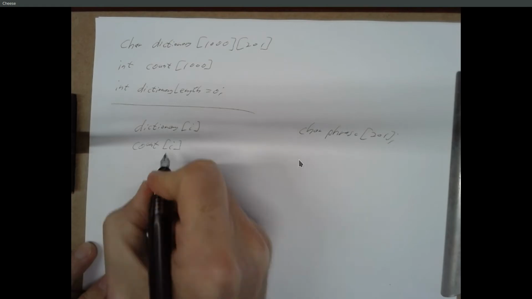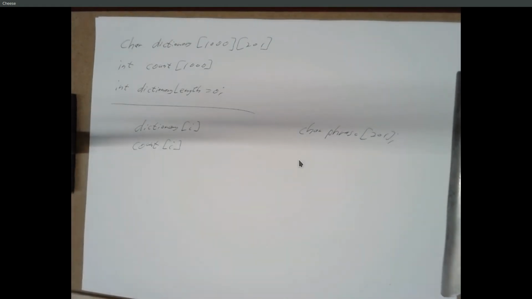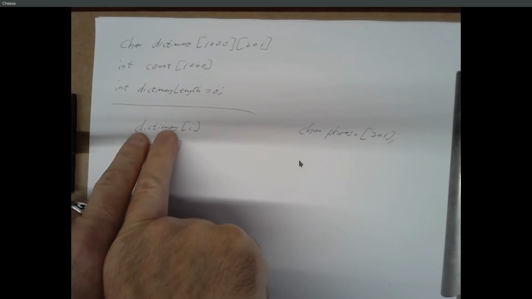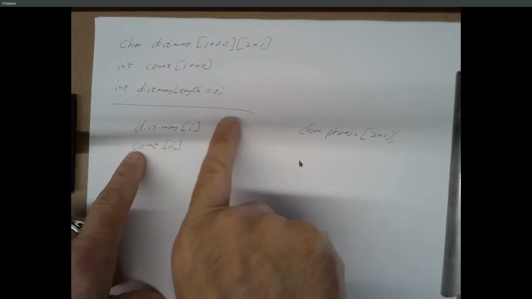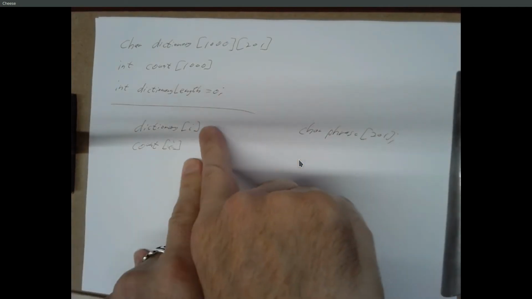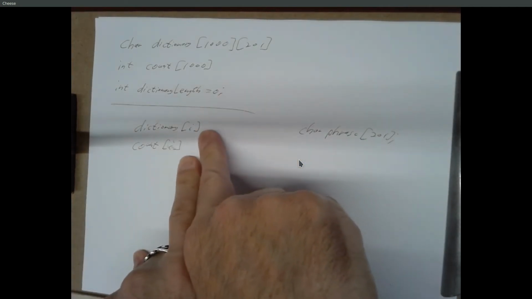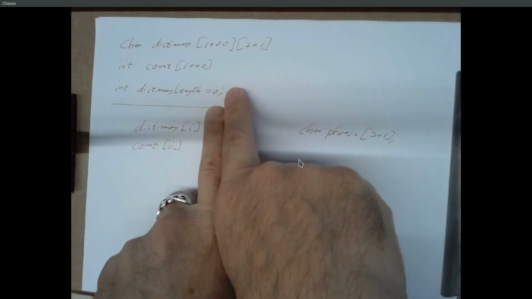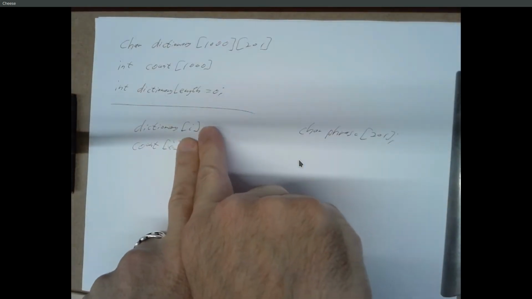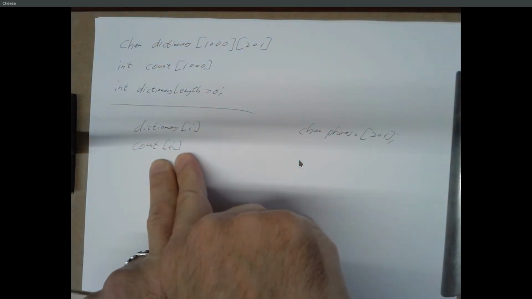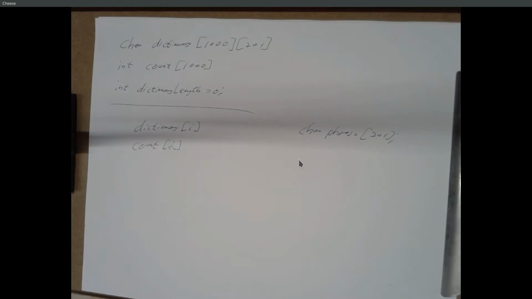And the corresponding element I of the count array, that's an integer, that's how many times that string, that phrase appeared in our input. So those two things go together. And dictionary length tells us what's the biggest value for I that's meaningful here. So if we have 10 phrases stored, dictionary length will be 10. We can look at dictionary 0, 1, 2, 3, 4, 5, 6, 7, 8, 9. And the corresponding count 0 through 9 goes with that phrase.